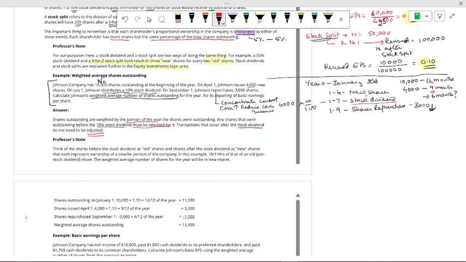Now what it says, see the thing. Think of the shares before stock dividends as old shares. How many old shares before stock dividends? How much have they paid in stock dividends? 10%. What are the old shares? Old shares are those which were there on 1st of January, that is 10,000. Old shares also include those on 1st of April. How many shares are there on 1st of April? 4,000 before stock dividend.